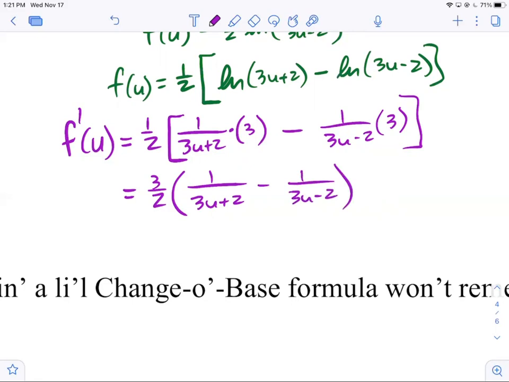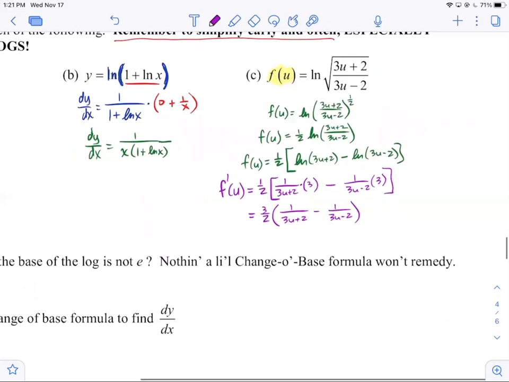But there it is. If you wanted to get a common denominator, you could do your crisscross applesauce there. But that's the derivative. We're done. That's fantastic. Thank you, logs. Thank you very much.